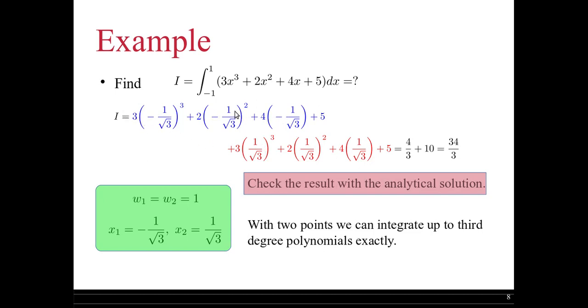So x1 is equal to minus 1 by root 3 and x2 is equal to 1 by root 3. So we just compute it, and from here you can see some of them will be cancelled out, like the cubic terms and the linear terms, and you can just end up with this result. So this is 4 by 3 from the squared term, and 5 plus 5 is 10, so you can ultimately get 34 by 3. So this is the result of your integration, and you can check it with the analytical solution also. So now you can see that you can go up to third order polynomial, and this will give you the exact result.